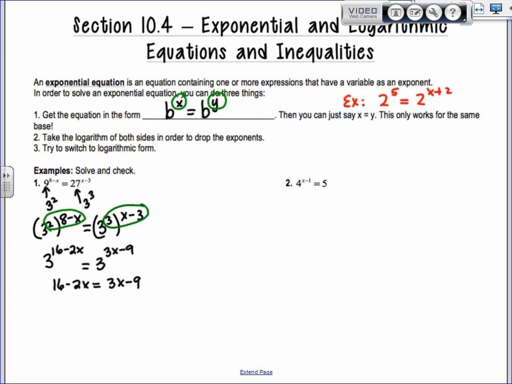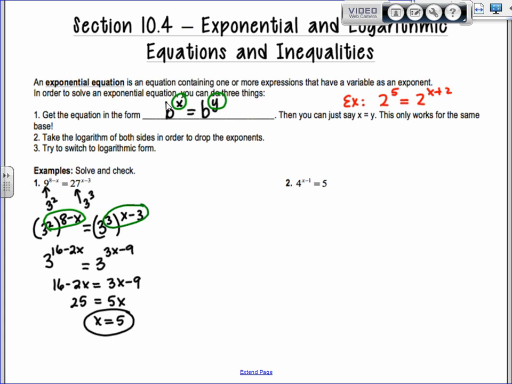And I solve. So I add the 2x over, so I get 5x. I add my 9 to the other side, I get 25. So I end up with x is equal to 5. And you can check. If you do 9 to the 3, it is the same as 27 to the 2.